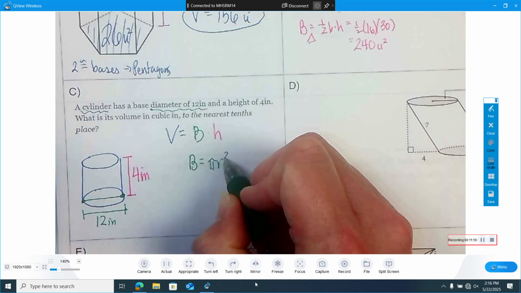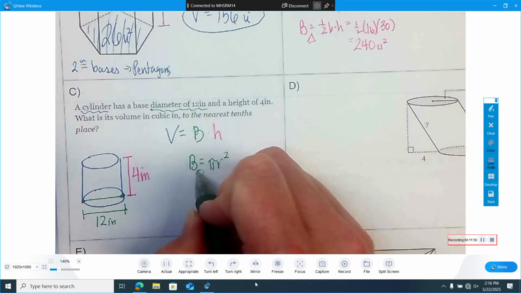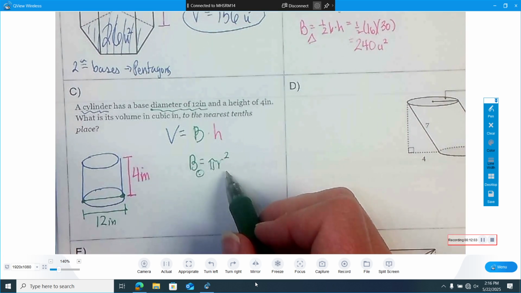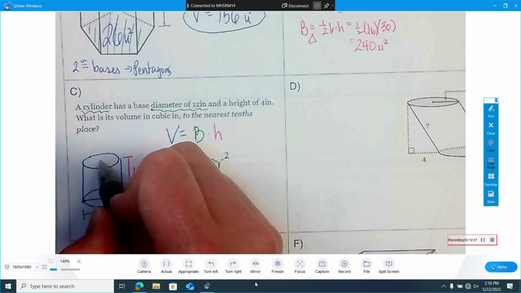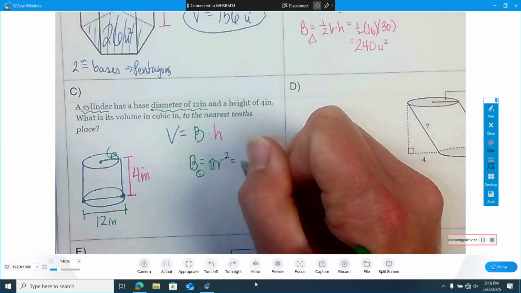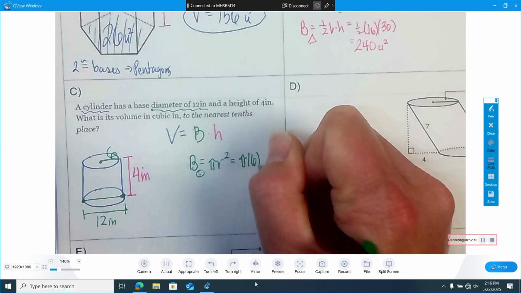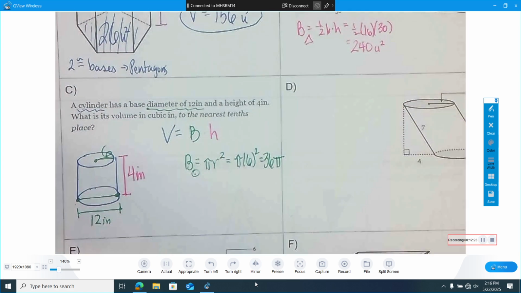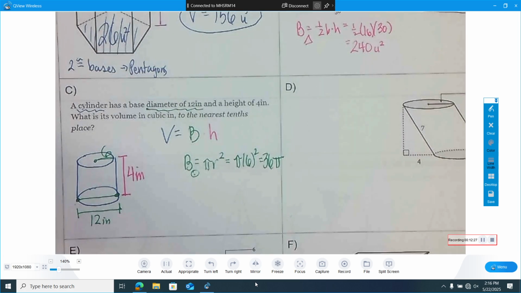Pi radius squared. Area of a circle. Pi radius squared. 64 pi? How'd you get that? 6 squared, or wait, no, that'd be 36. Oh, there we go. The diameter is 12. Ladies and gentlemen, what is the radius? 6. All right. So this is going to be pi times 6 squared, radius squared, or 36 pi. And I'm just going to leave it like that because it's a beautiful, easy answer. And what's our height? 4.